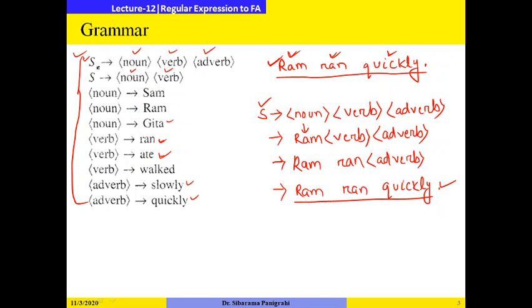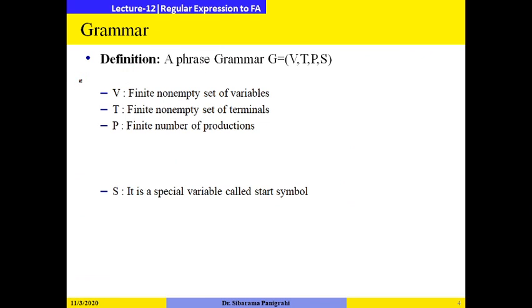Similarly, based on the syntax of a particular programming language, you can check whether a program is syntactically correct according to the grammar of that language or not. So what exactly is the phrase structure of a grammar? The phrase structure of a grammar G can be represented by four tuples. One is V, which is a finite set of variables. T is a finite set of terminals. P is a finite set of productions. And S is the start symbol.